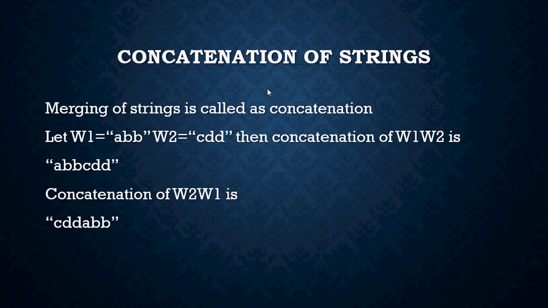Now, concatenation of strings. When you merge more than one string together, that is called concatenation of the strings. In this case, we have taken two examples. W1 consists of A double B and W2 consists of C double D. So when we concatenate W1 with W2, that means W1 is preceding and W2 is following. In that case, you get a string ABBCDD. Suppose I do vice versa, that means W2 is preceding and W1 is following, I will get the answer CDDABB. So depending upon the order of concatenation, the result changes.